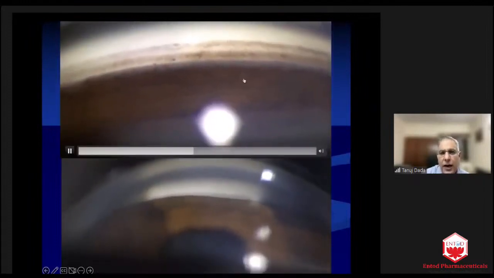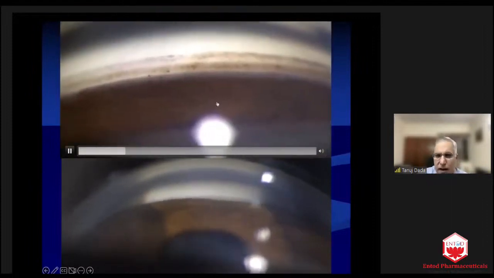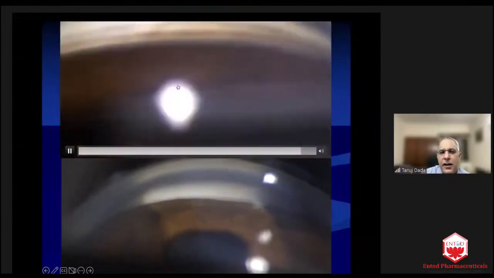So this is gonioscopy of angle closure, and this is gonioscopy of open angle. This is the critical aim of gonioscopy, to differentiate these two conditions, which are very nicely documented in these two videos. And this is what you will see on gonioscopy. This is a slit lamp video, 25x magnification, of how the angle structure is actually visible. And that is what you have to learn.